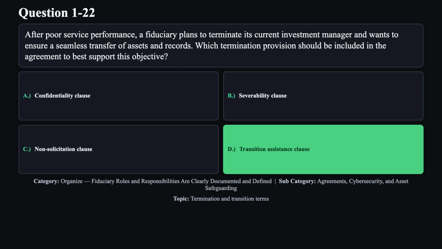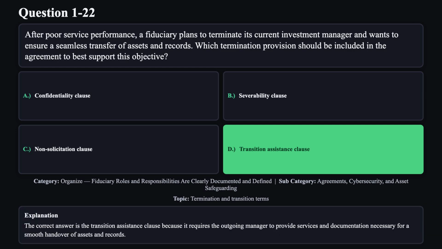The correct answer is D. The correct answer is the transition assistance clause because it requires the outgoing manager to provide services and documentation necessary for a smooth handover of assets and records.